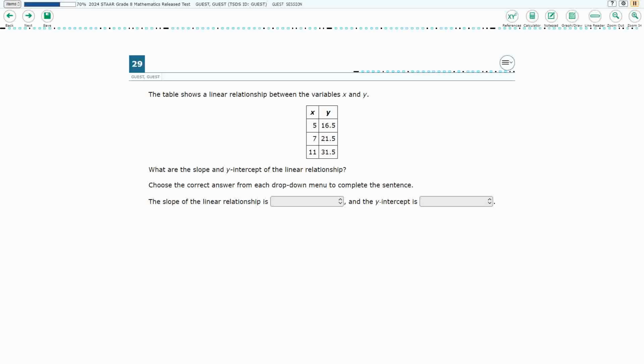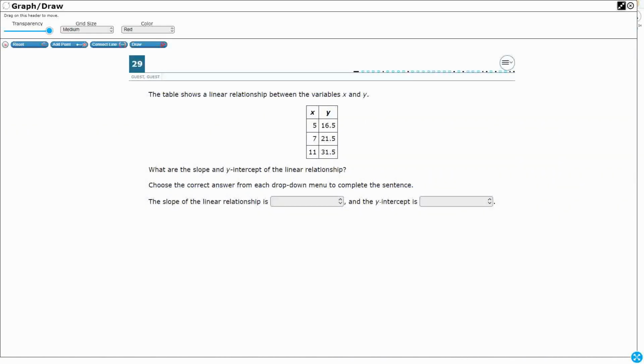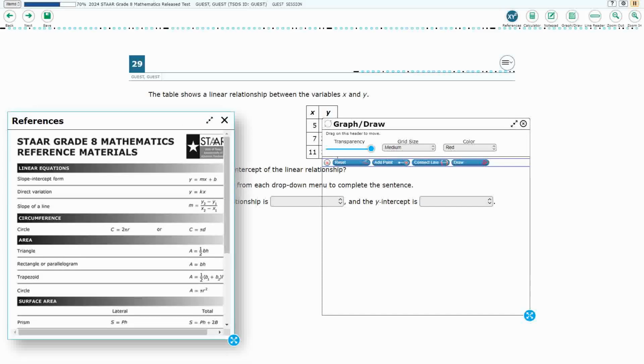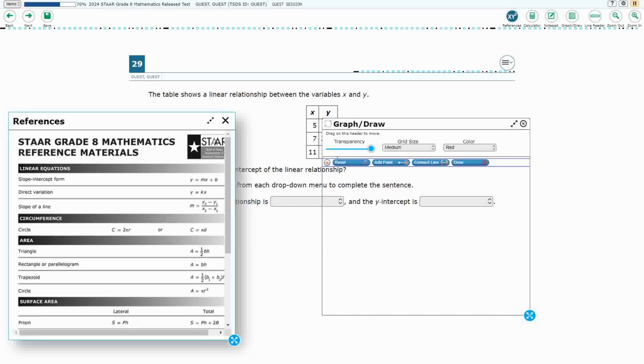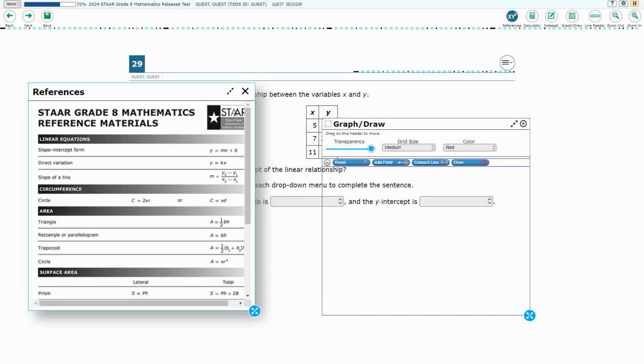All right, so we have a table of values, and we simply need to find the slope and the y-intercept. This is a two-part problem, 1 point for each part. So let's see what we can do here. If we get stuck, we can always look at our reference materials, because you'll notice right at the top, we see slope-intercept form, which we're going to use here for our linear equation.